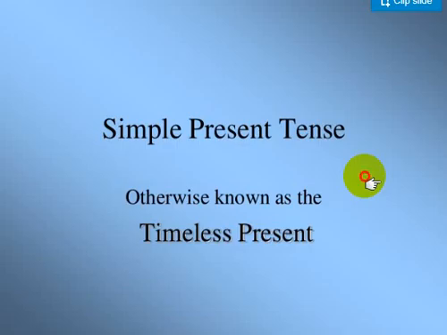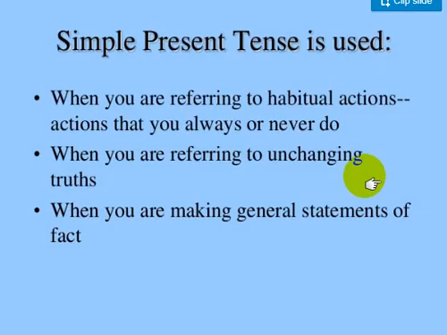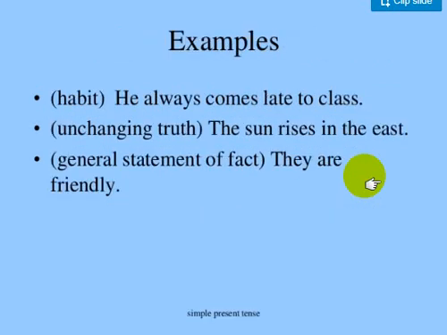Okay, simple present, this is the first. We use the present simple tense when you are referring to habitual actions that you always or never do, when you are referring to unchanging truth, so for habits, for general truth, when you are making general statements of fact. For example, he always comes late to class. This is his habit, some repeated action. Unchanging truth, the sun rises in the east, something that cannot change.